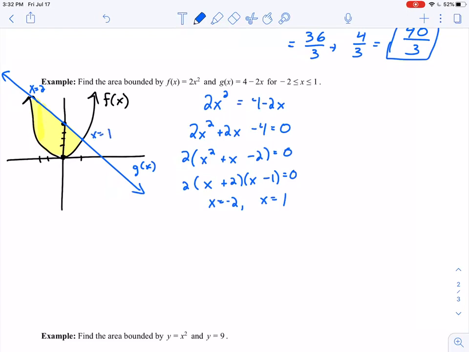And this is nice because it gives me this nice self-contained area. Those two are the endpoints of my interval. If I had, say, x equals 1/2, or x equals 0, or x equals negative 1, some number that's between negative 2 and positive 1, then I would have some more work to do. But because they are the endpoints themselves, I'm not going to have any problems.